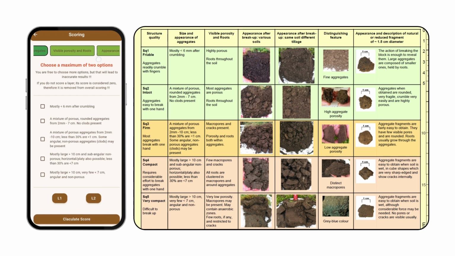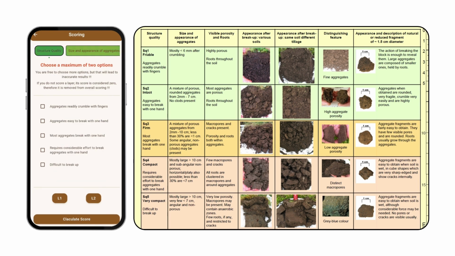Each one of them has 5 different options. So you will use this to score your soil. How should you do it? You first start with the structure quality, and you look at your layer 1 and see which one of these options here in the middle of the screen matches your soil. It could be 1 option, or it could be a maximum of 2 options. Exactly what is written in the red notice in the top. Choose a maximum of 2 options.